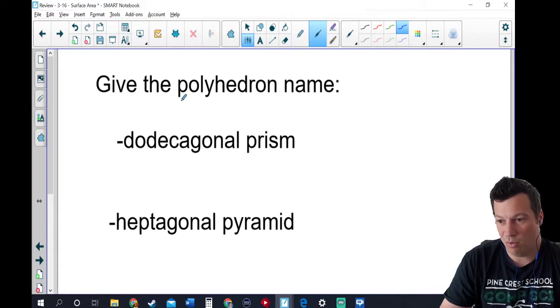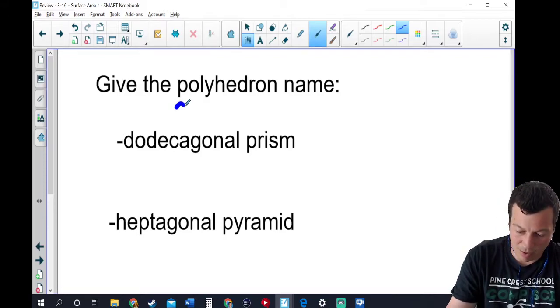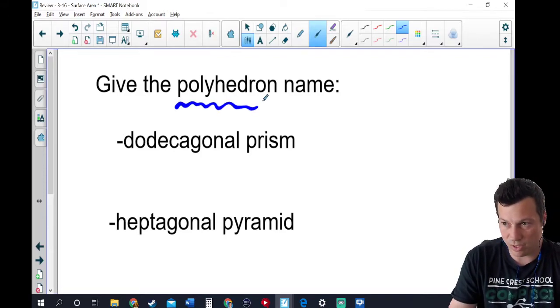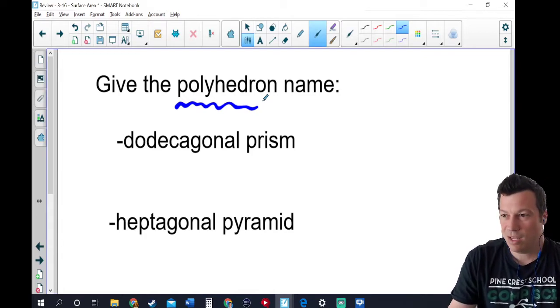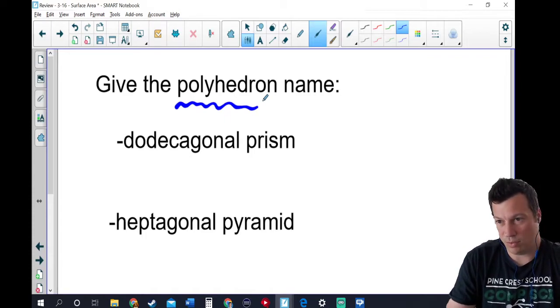And so we can look at those, right? So for instance, give the polyhedron name. Remember, we name a polyhedron using its number of faces. So like a dodecagonal prism is going to have a base of 12, plus 2 dodecagons for bases, right?